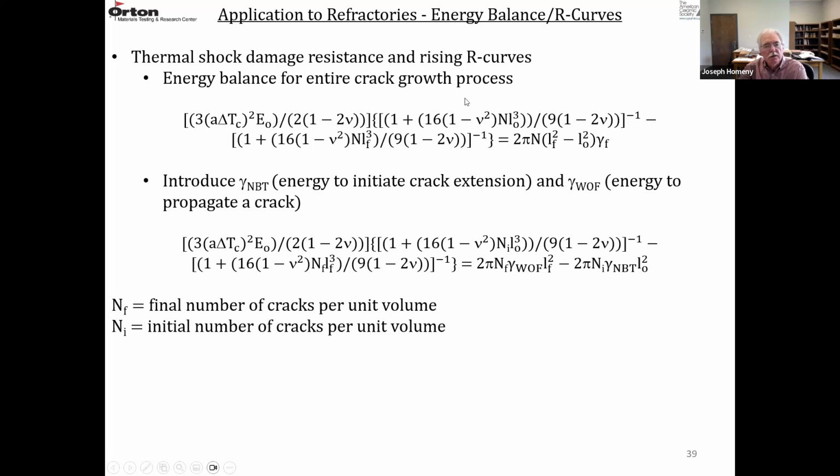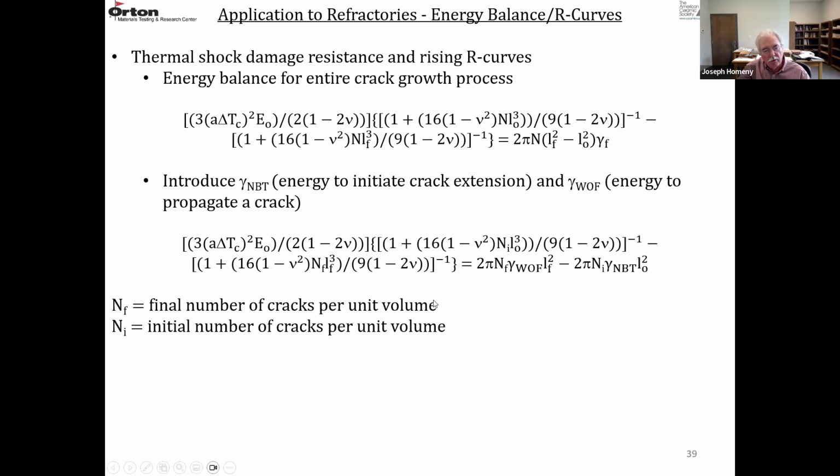So this was the energy balance that we used in the derivation for RST and R4 prime. We can introduce gamma NBT, and again, that's the energy to start a crack moving, and gamma WF, the energy to propagate that crack a long distance. So gamma F here now becomes the difference between gamma WF and gamma NBT. So we modify the equation, and we also put in NF and NI.